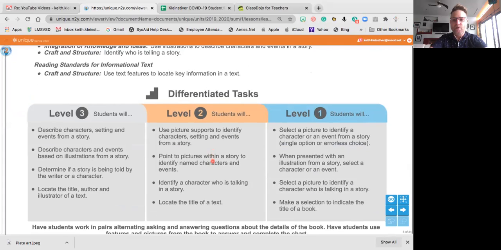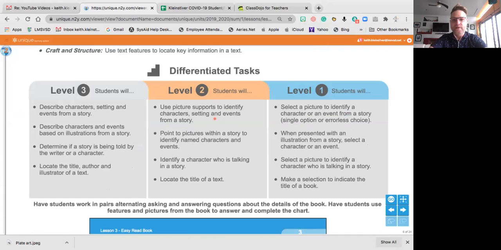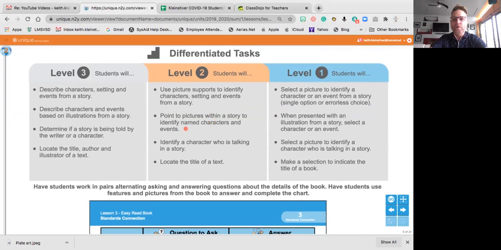Okay, and with all our lessons, they're differentiated for different learners and different skill levels. So level 3 students will describe character, setting, event from a story, describe characters and event based on illustrations from a story, determine if a story is being told by the writer or a character, locate the title, author, and illustrator of the text. Level 2 students will use picture supports to identify characters, setting, and events from a story.